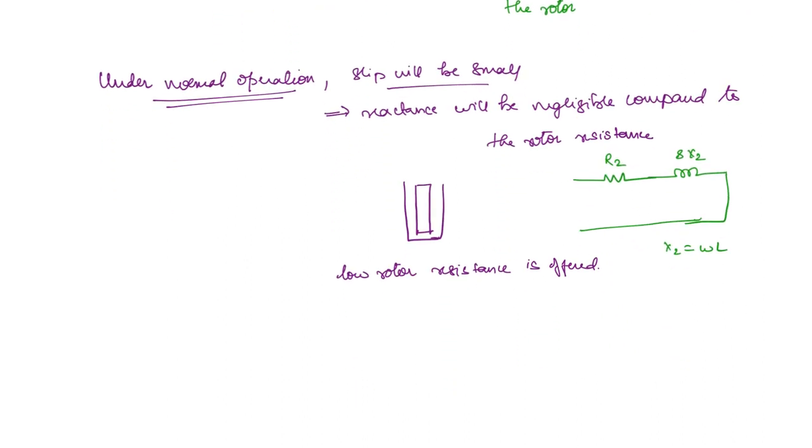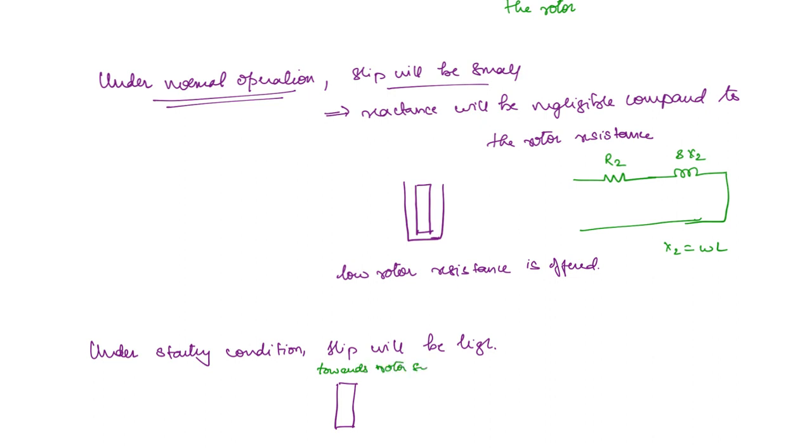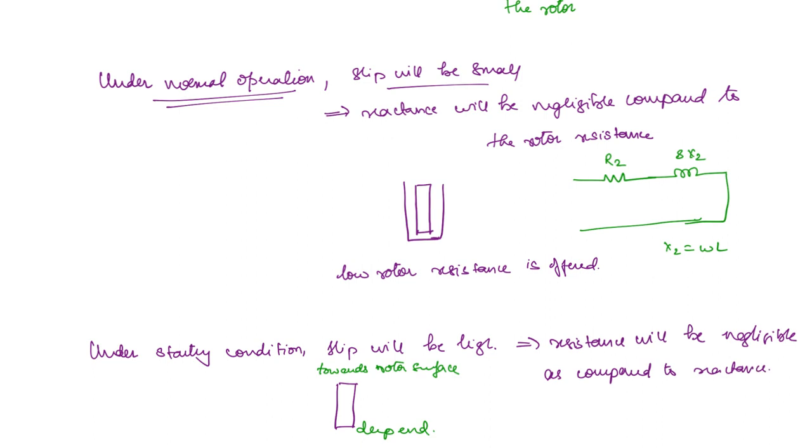Now what will happen under starting conditions? What will happen to slip? Slip will be high. So now, if you take the conductor bar, this is towards the rotor surface and this is the deep end, and what will happen? The inductance that you will see here will be lesser as compared to the inductance that you're going to see here. And because the slip is high, resistance will be negligible as compared to reactance. So the total impedance that you get will depend on the reactance.